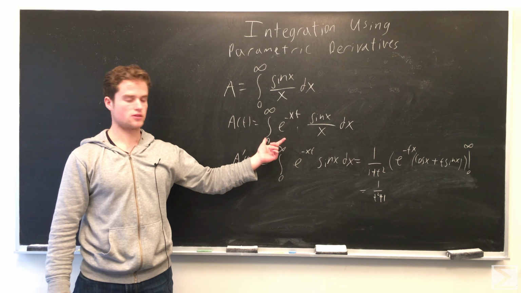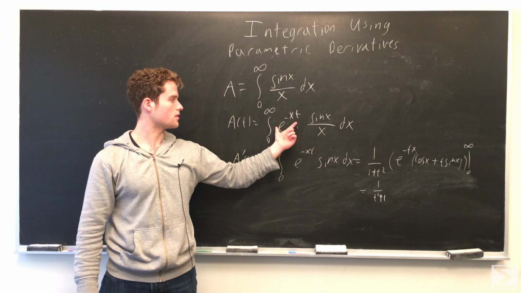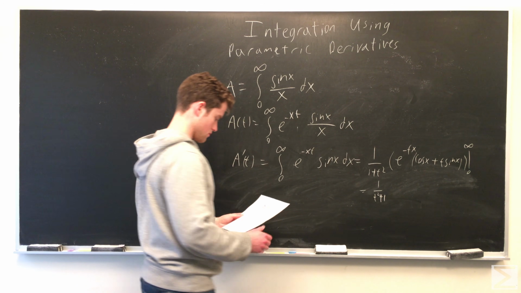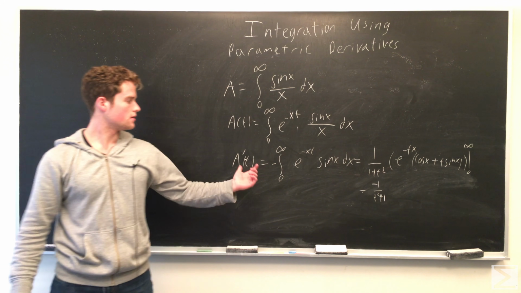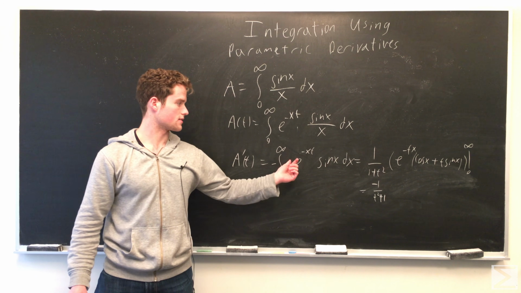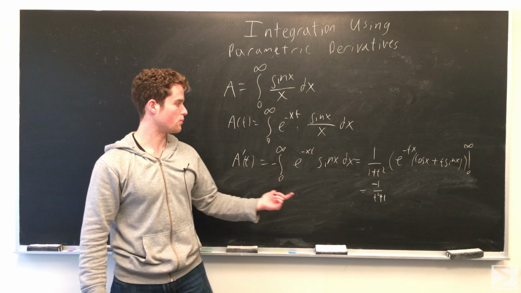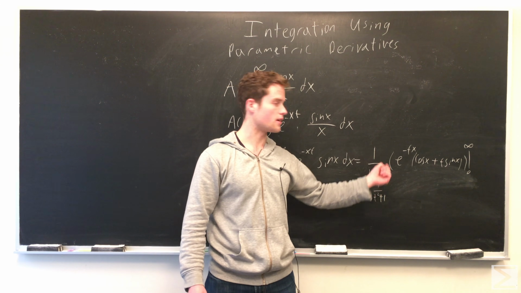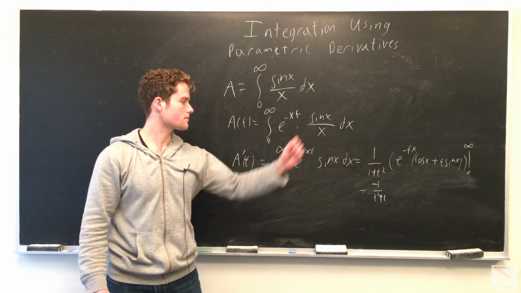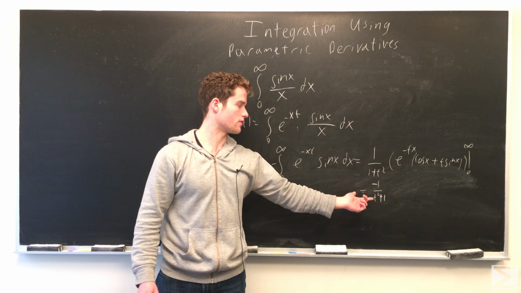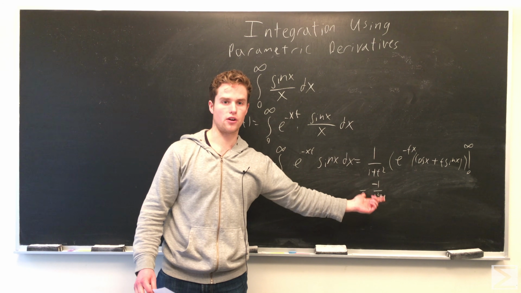So taking the derivative of both sides, a prime of t is e to the minus xt times sine x dx, because we just have a minus x that comes down. So a prime of t is the integral of e to the minus xt sine x dx with a minus. This can be integrated by parts. So what we end up getting is 1 over 1 plus t squared times e to the minus tx times cosine x plus t sine x, from 0 to infinity. And this just equals negative 1 over t squared plus 1. But we know that this is the derivative of arctan.